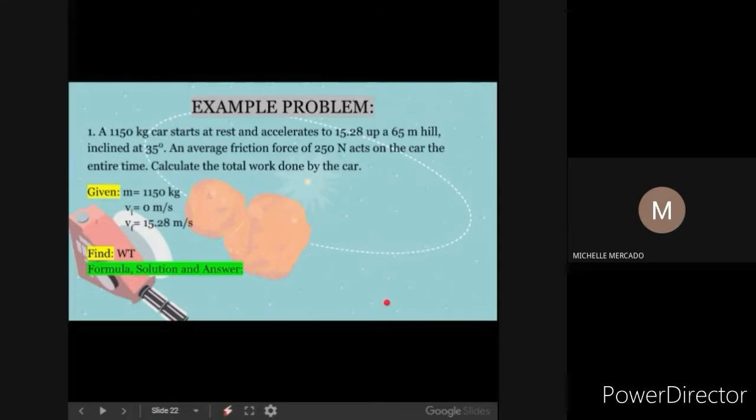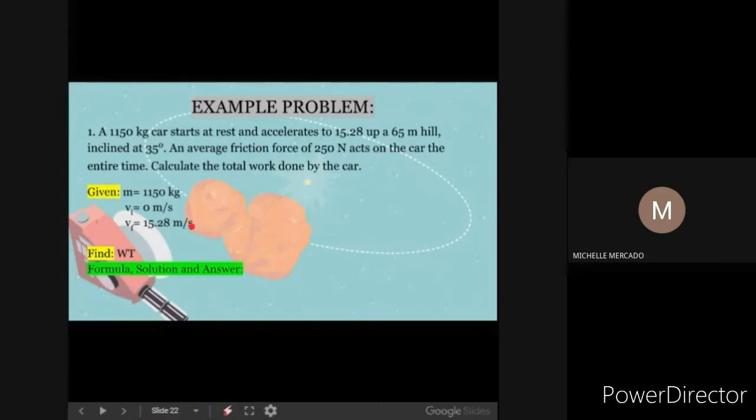Okay, for example problem, a 1,150 kilogram car starts at rest and accelerates to 15.28 meters per second up a 65 meter hill and climbs at 35 degrees. An average friction force of 250 Newton acts on the car the entire time. So calculate the total work done. Okay, so if we're going to calculate the total work done by the car, we're going to add the change in kinetic energy, the change in potential energy, and the change in heat energy. So ibig sabihin, first we're going to find the kinetic energy, second the potential energy, and the last one is the heat energy.